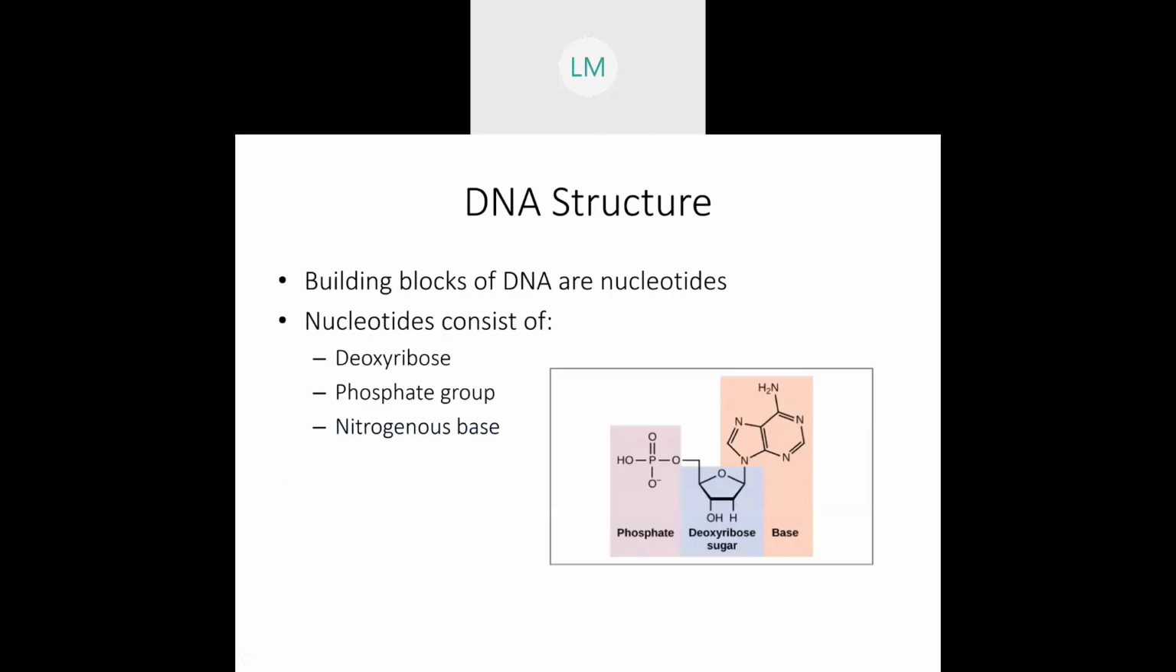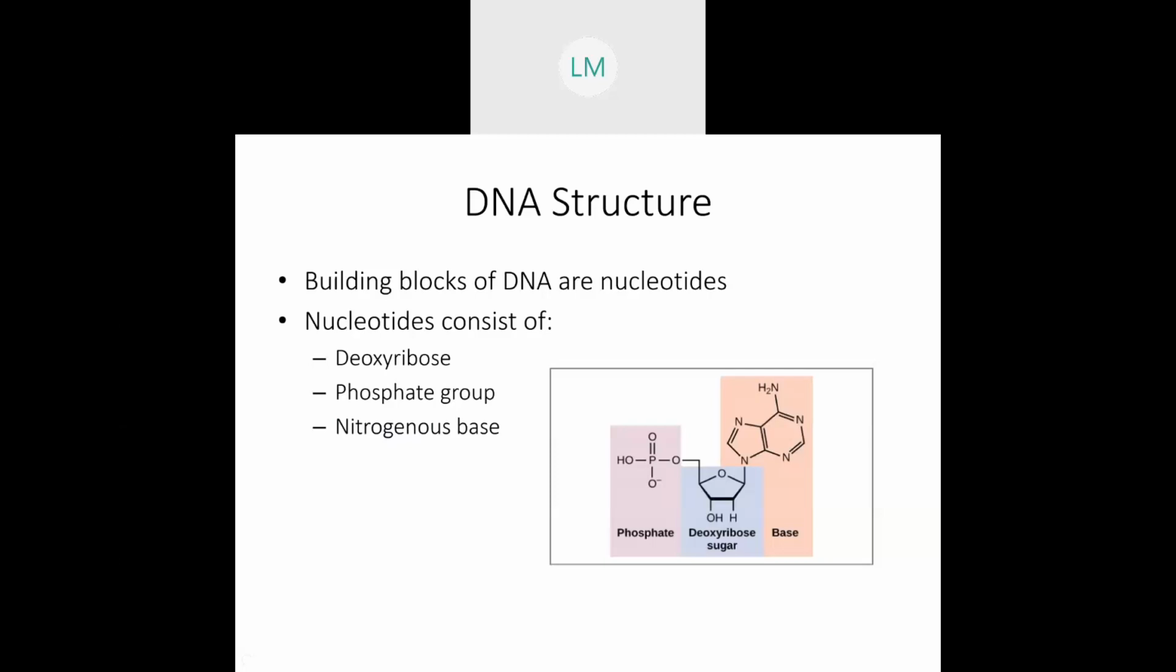So within the DNA structure, the building blocks are nucleotides, right? And they consist of 3 different parts. There is a sugar, a deoxyribose sugar, there is a phosphate group, and then there is a nitrogenous base.